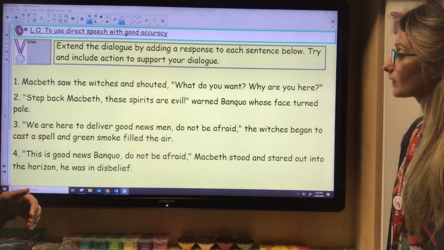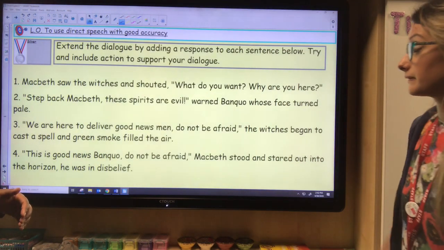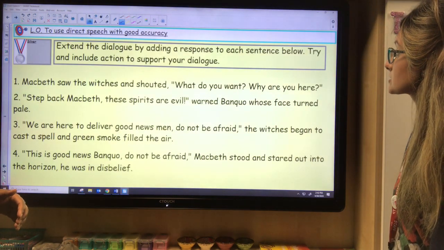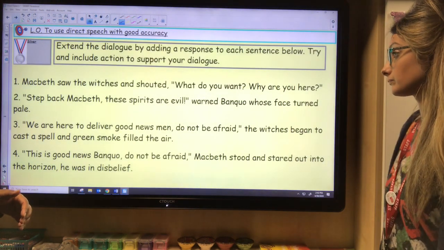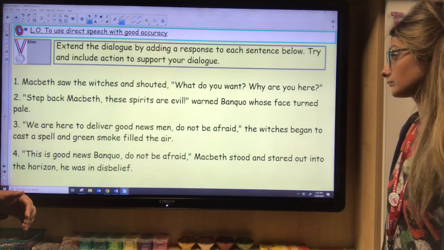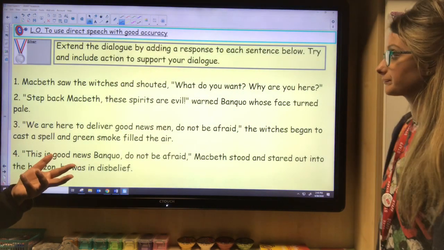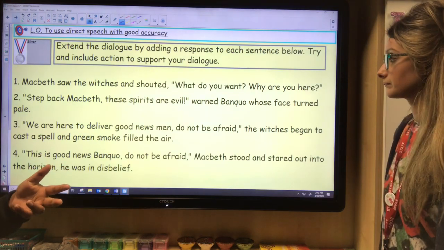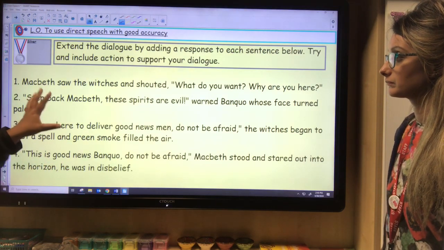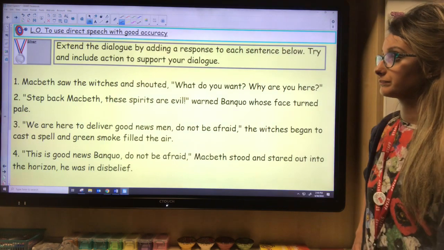Miss Gay, you look quizzical. No, I'm just having to think what I would have for that first part, extending the dialogue by adding a response to each sentence. No, it's fine. So Macbeth was all the witches and shouted, "What do you want? Why are you here?" So you can then have one of the witches responding. Yeah. You can have Banquo responding to Macbeth. So just have a think. You just watched the video, just have a think. So you've got 4 sentences here.